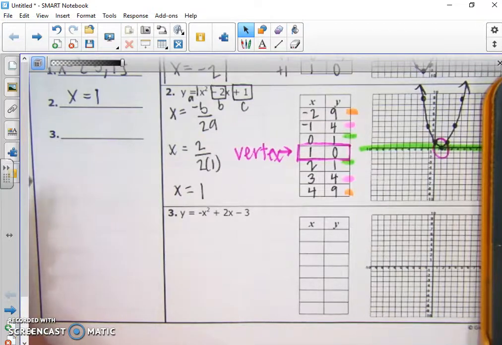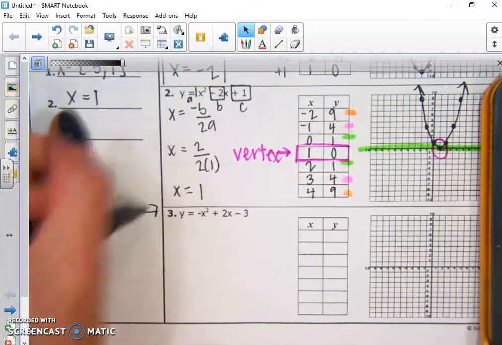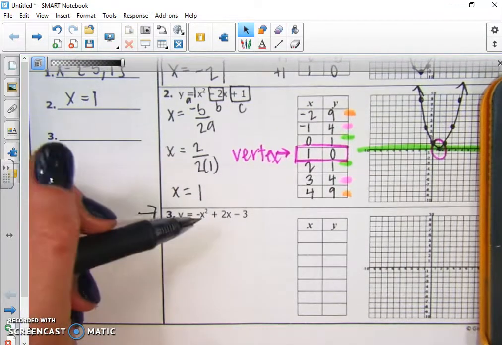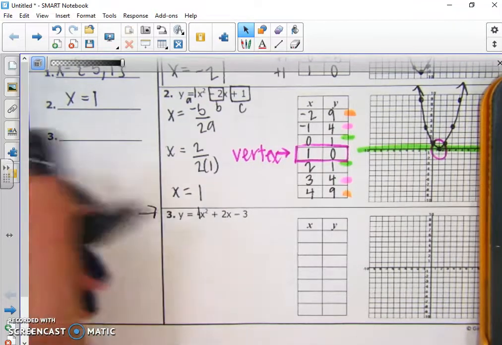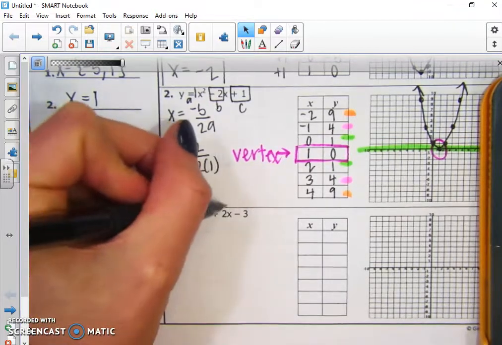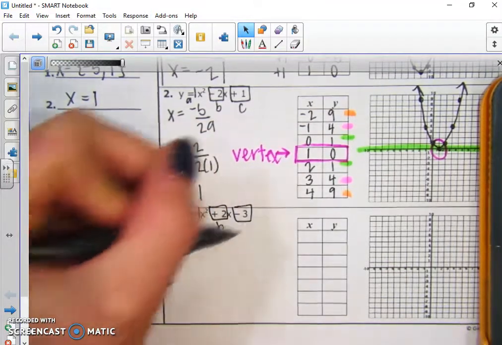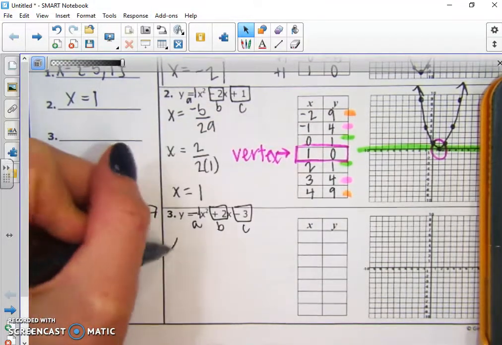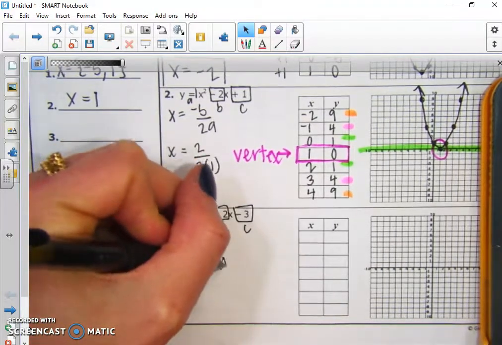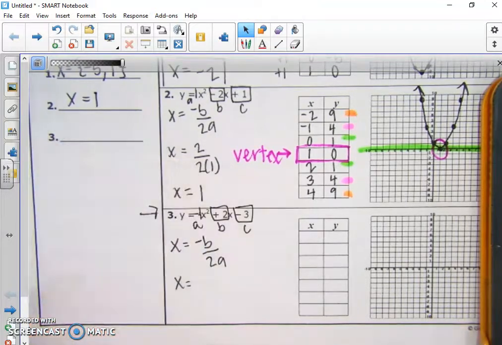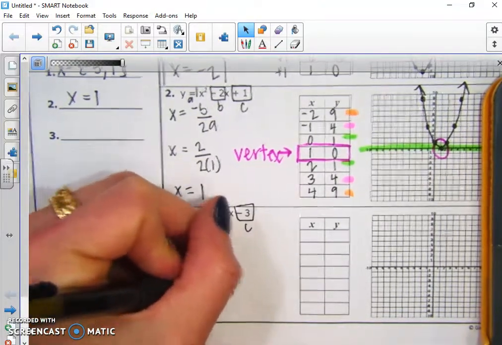So let's go ahead and look at our final example for these notes, and it's number 3. Notice here it's a little different. We have a -1 in front of the first term, so I've got -1x² plus 2x minus 3, so that's our A, our B, and our C. Let's go ahead and find the axis of symmetry. X equals -b over 2a, so x equals -2 over 2 times -1.